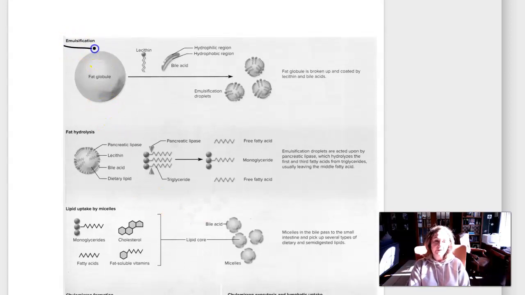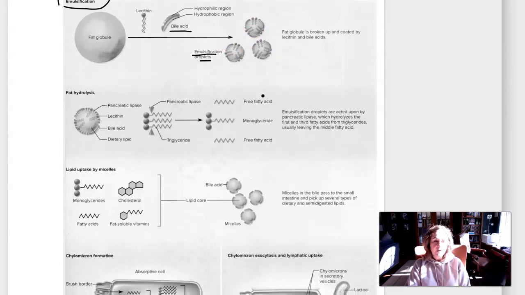So first is emulsification. When this fat makes it into the small intestine, it's going to be in this big globule because it's in a watery environment. And so it's the bile salts that emulsify the fat. Here, they're calling this a bile acid. A bile acid is the same thing as the bile salt. Okay, so I don't mean anything different. So bile salts are solubilizing the fat, and that is going to give the surface area for the pancreatic lipase to get in there and digest the fat.